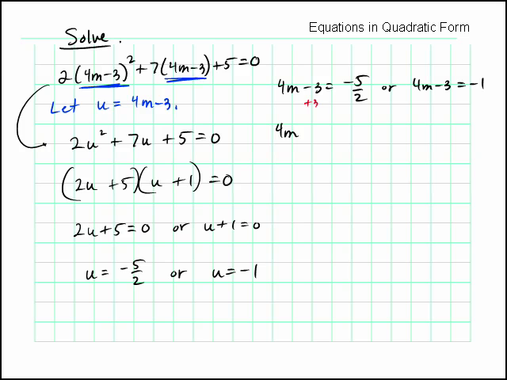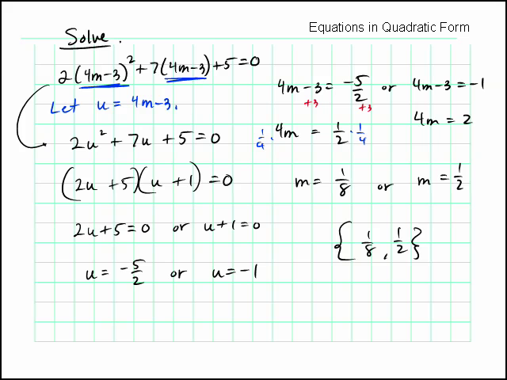Add 3 to both sides. 3 plus a negative 5 halves is just a 1 half. So 4m equals 1 half. Multiply both sides by a 4th, and I end up with m equals 1/8. So 1/8 is one solution. If I solve this equation, I end up with 1 half. And so the 2 solutions to my equation here, this one only has 2 solutions, 1/8 and 1 half. Solved.